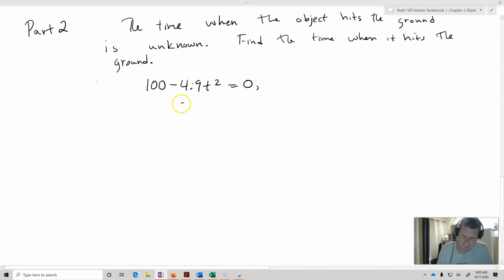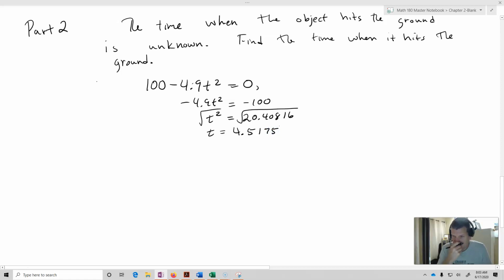Basically that's negative 4.9 t squared equals negative 100. Then t squared is going to equal 20.40816. And so when we take the square root of both sides, t equals 4.5175. In some of these early lectures, I'll go through and do a bunch of that algebra, but in other ones, I'm basically going to say I did some algebra and solved for this.